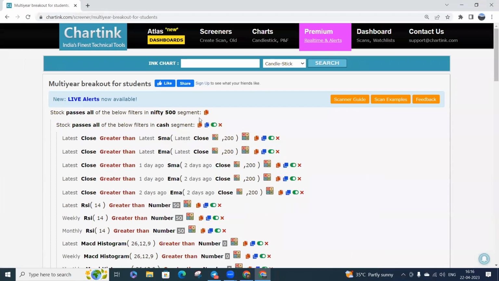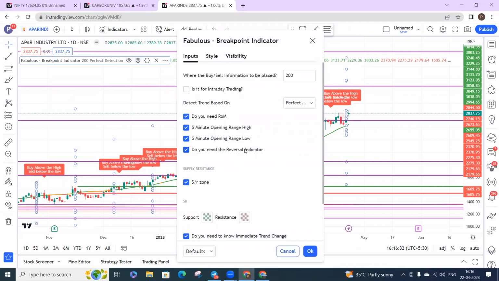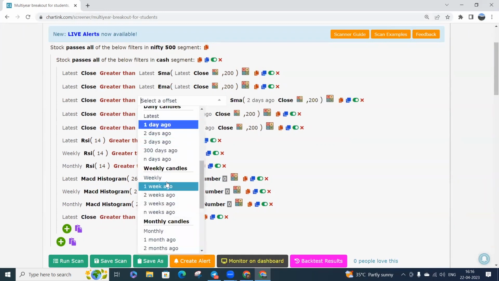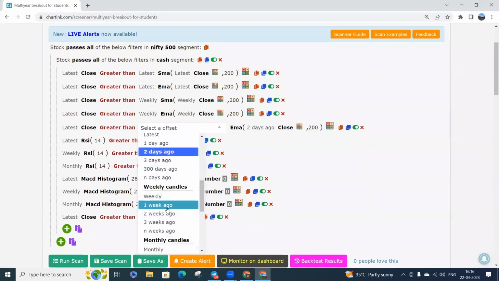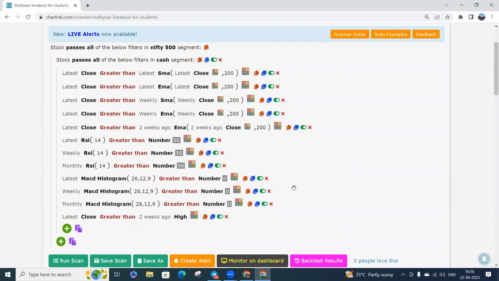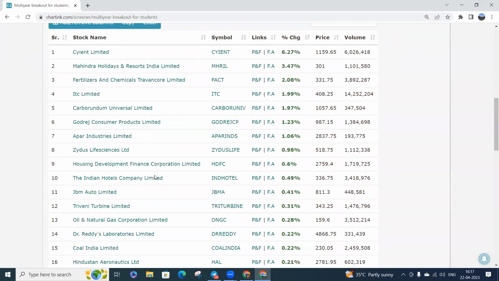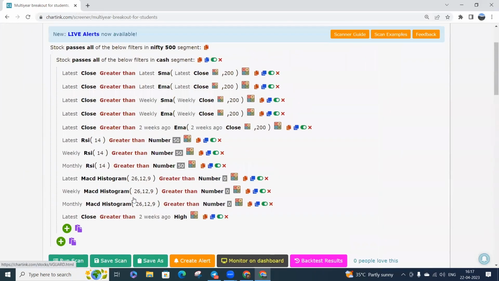Can you just show the settings? Which settings? I only removed the intraday settings. No, sir, in that screener. In the screener, you can have 1 day. This is the latest. You can have weekly and monthly also. We can have it weekly, and then 2 weeks ago, and then you can run it like this. Are you looking at something like a moving average slope?